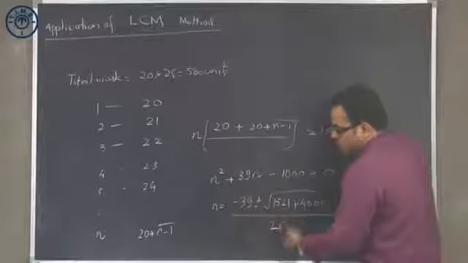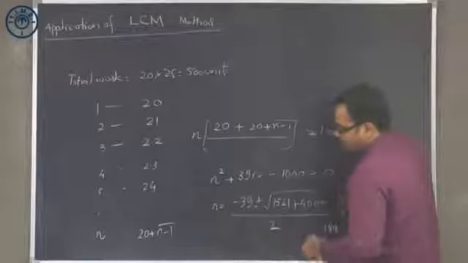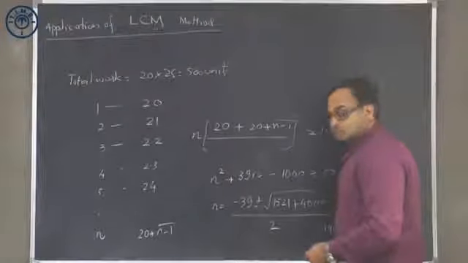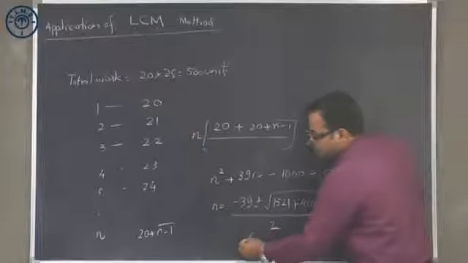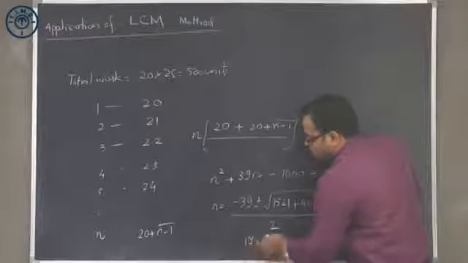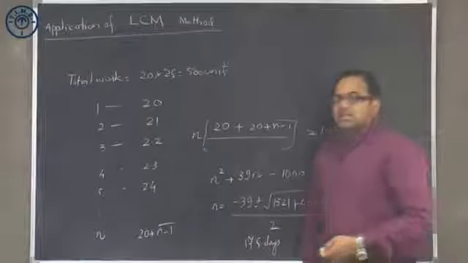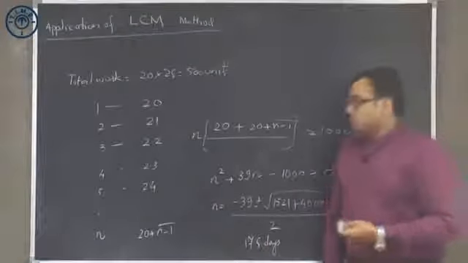Obviously the negative value is not possible. 74 minus 39 is 35. 35 upon 2 is 17.5. So 17.5 days is what it will take. That means that on the 18th day the work will be completed. So that will be your answer.